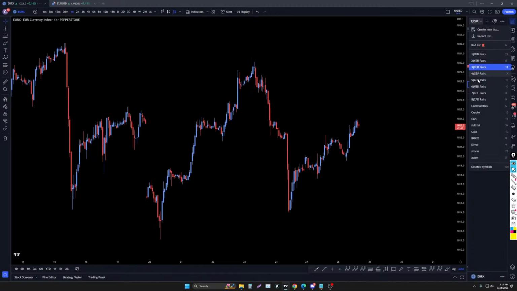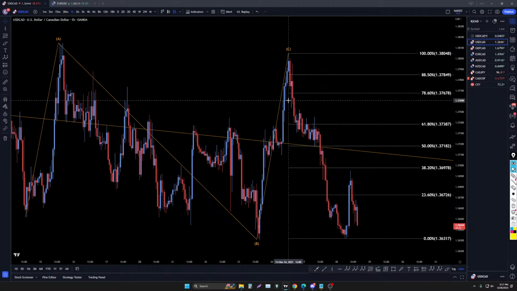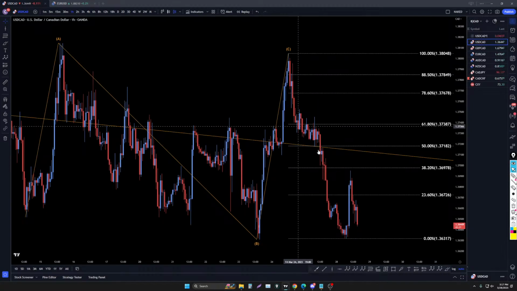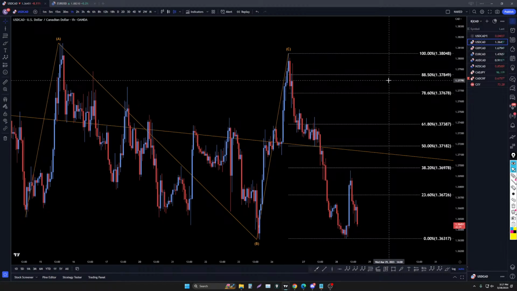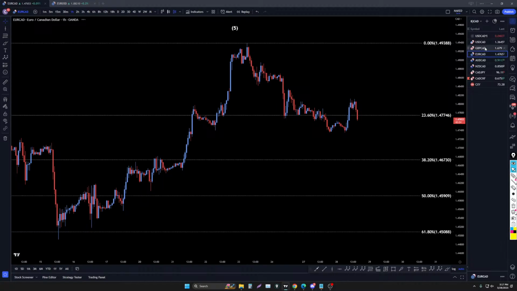Is the Canadian moving today? Yeah, the Canadian's moving. I'm still short on the US dollar Canadian. I've been short since up in here. No, right here somewhere, I went short. I'm still short on that one. That's definitely a Canadian move right there.